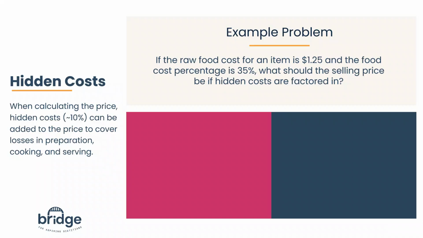We can't predict every ounce of loss, so instead we estimate it. Industry standards say to use a 10% buffer to shield against this everyday chaos of running a kitchen. So let's revisit the markup process again to see how this works. In this problem, we're told that we have raw food cost for an item, $1.25, and a food cost percentage of 35%. It asks what the selling price should be if we factor in hidden costs. Well, the good thing is the equations haven't changed at all. We're just going to factor in this additional 10% on top of it.